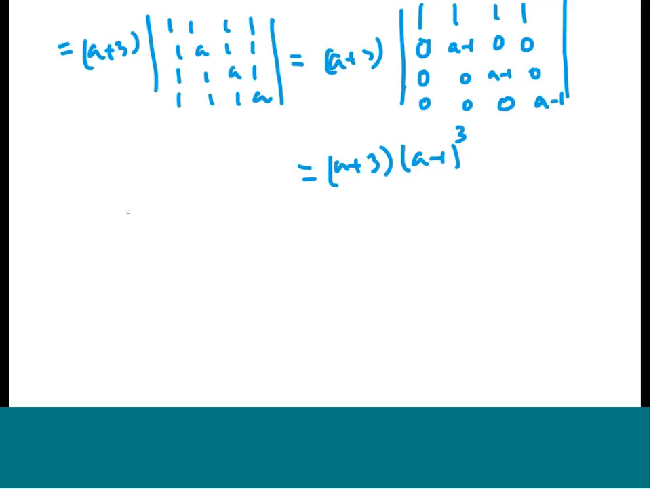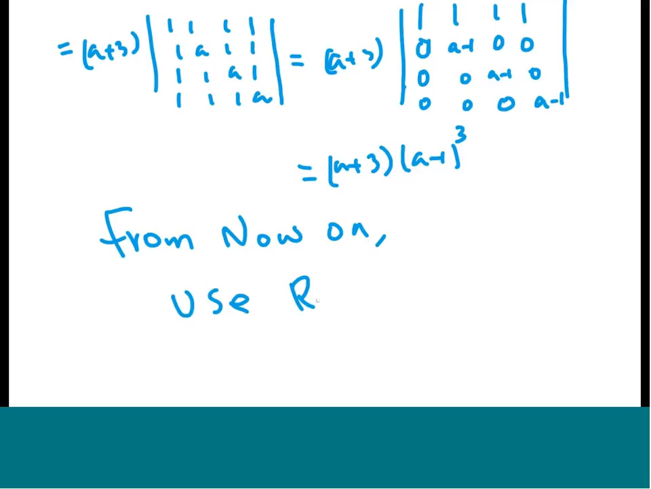So from today on, now you learn how to use row operation to find the determinant, okay?